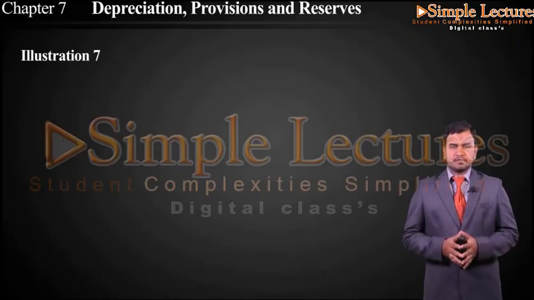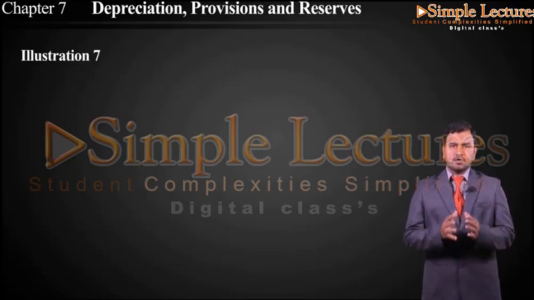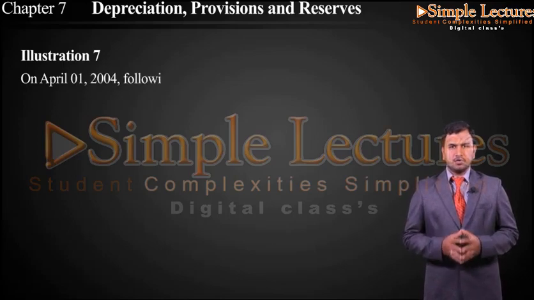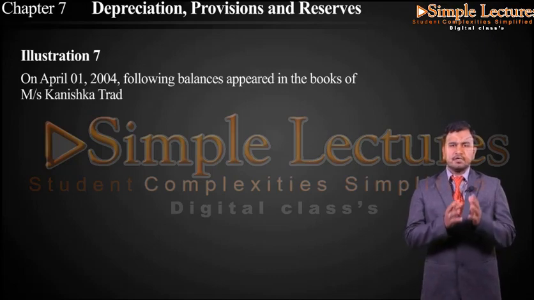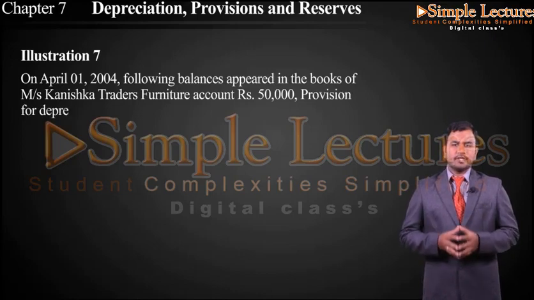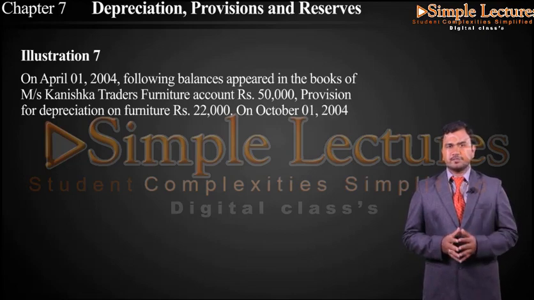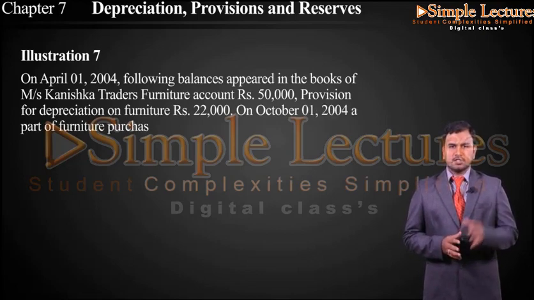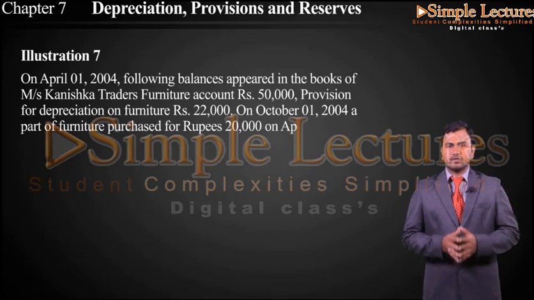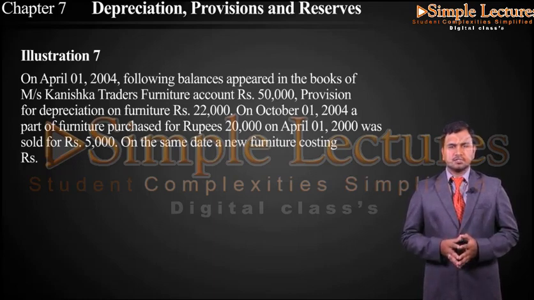Let us take the illustration and see which accounts we are supposed to prepare. The illustration is: on April 1st, 2004, the following balances appeared in the books of Kanishka Traders: furniture account rupees 50,000 and provision for depreciation account 22,000. On October 1st, 2004, a part of the furniture purchased for rupees 20,000 on April 2001 was sold for rupees 5,000. On the same day, new furniture costing rupees 25,000 was purchased.